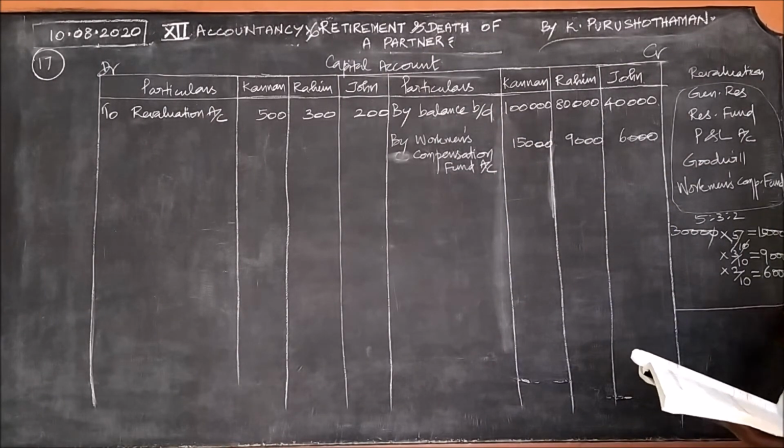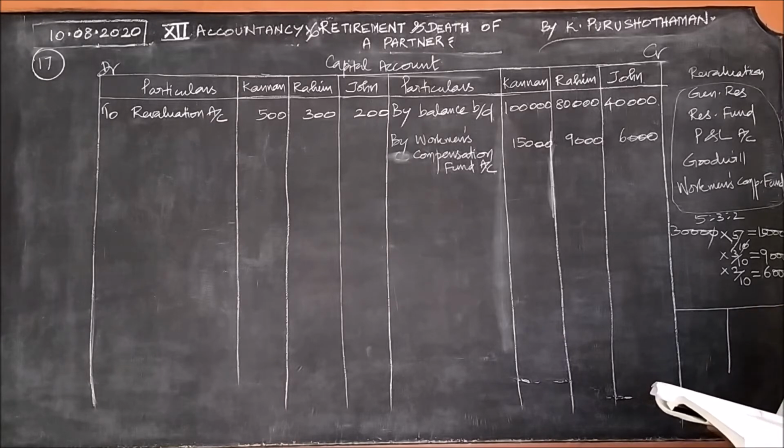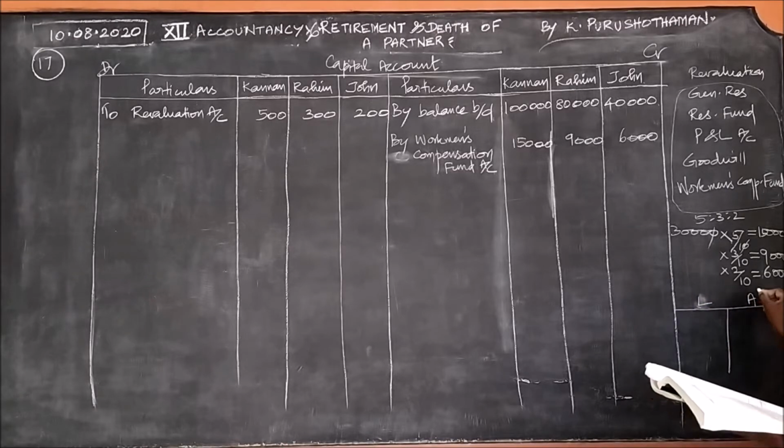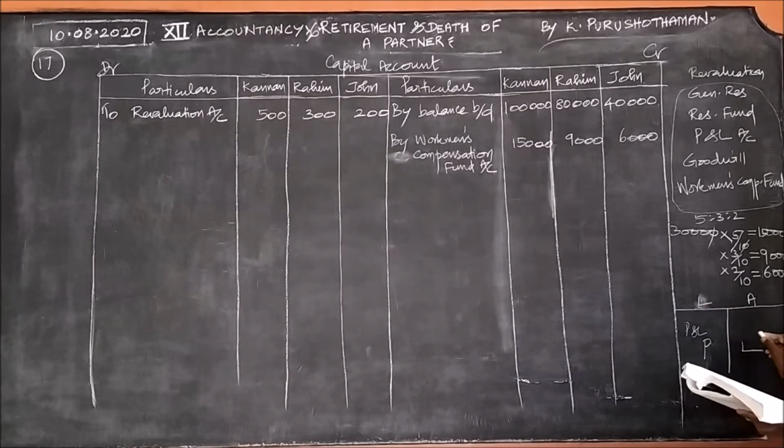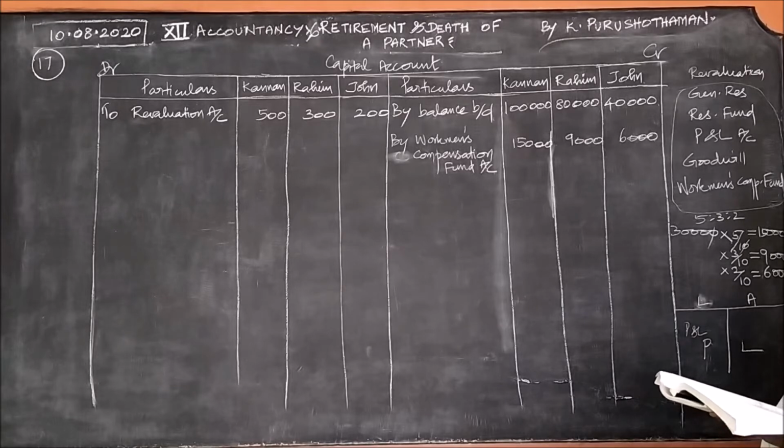There are chances of the profit and loss account appearing on both the asset side and the liability side. If the profit and loss account appears on the liability side, it is profit. If the same account appears on the asset side, it is loss. And we should be very careful. So, this profit and loss appears on the asset side, so it is a loss.